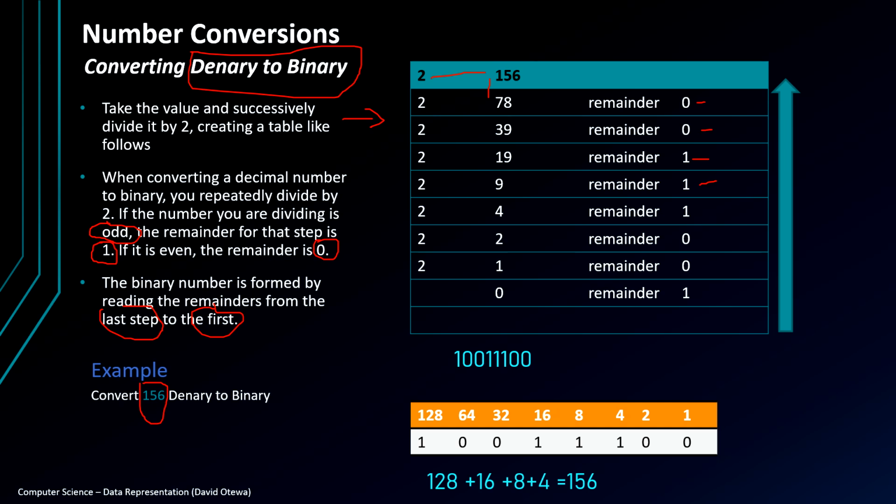9 divided by 2, we get 4. Is there a remainder? Yes, the remainder is 1. Okay. 4 divided by 2 is 2. Any remainder? No, there's no remainder. Put the 0 there. 2 divided by 2 is 1. Is there any remainder? No, we put 0 there.